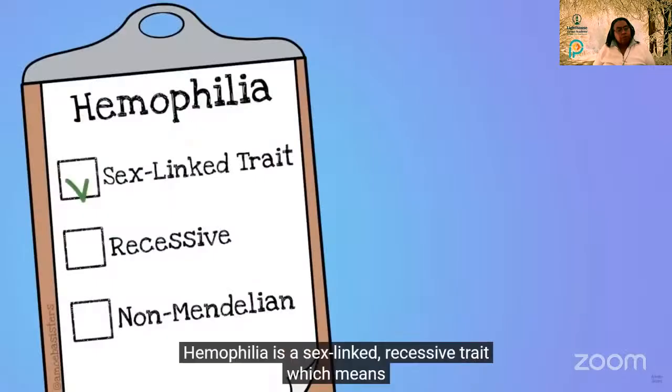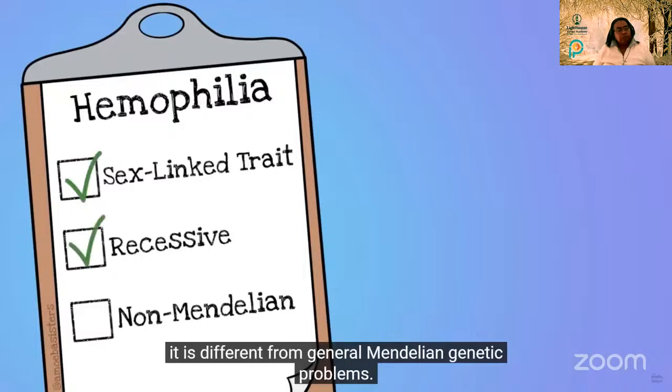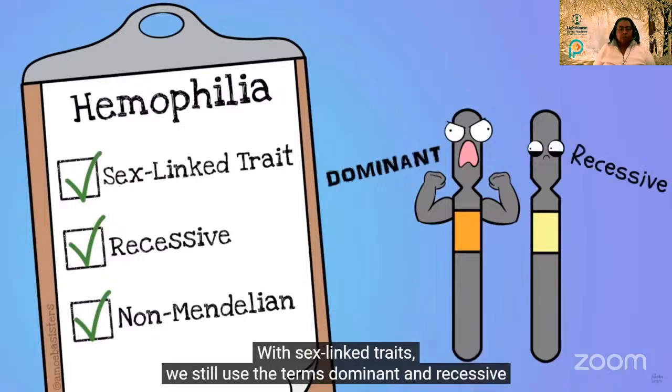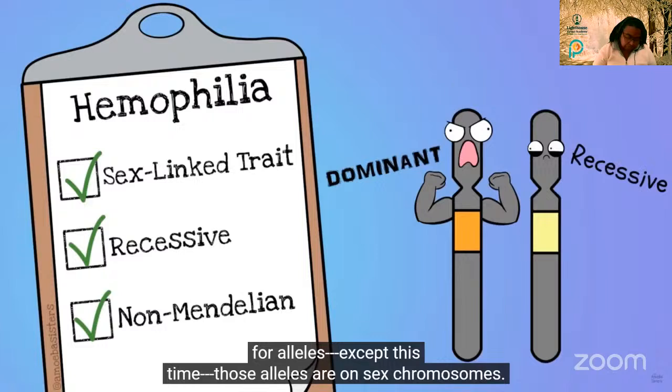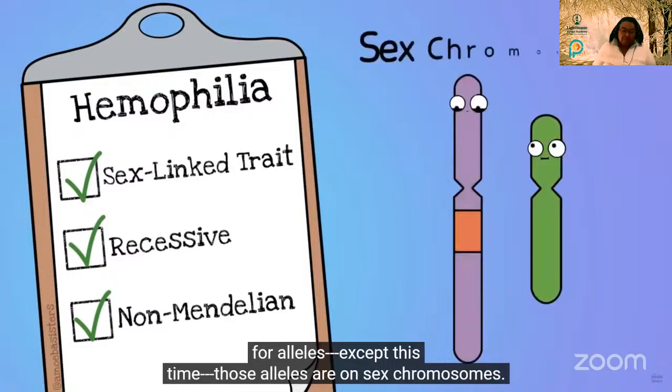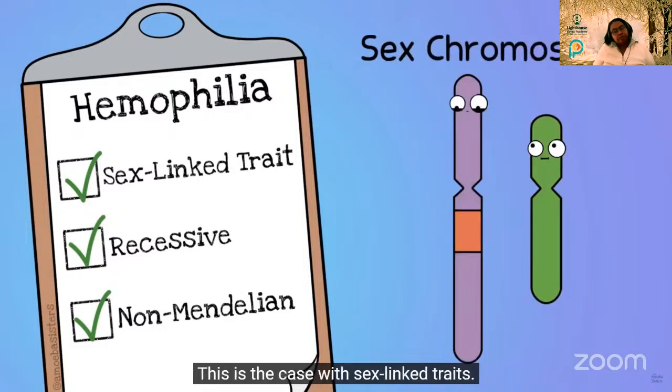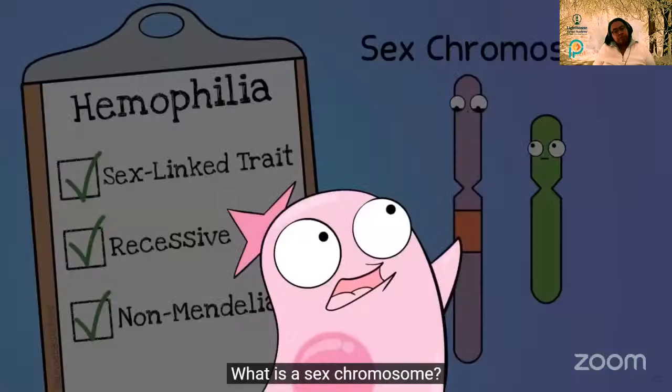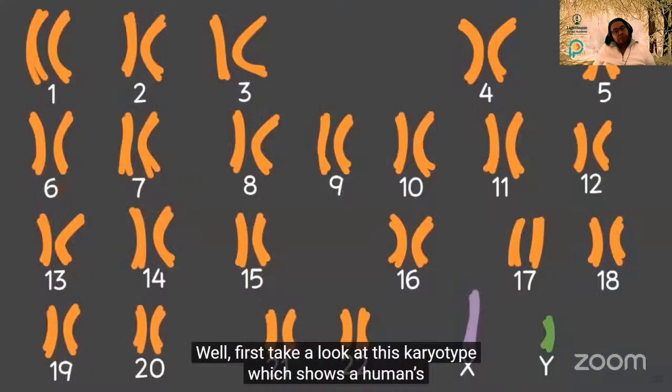Hemophilia is a sex-linked recessive trait, which means it is different from general Mendelian genetic problems. With sex-linked traits, we still use the terms dominant and recessive for alleles, except this time, those alleles are on sex chromosomes. This is the case with sex-linked traits. What is a sex chromosome? Well, first take a look at this karyotype, which shows a human's chromosomes.